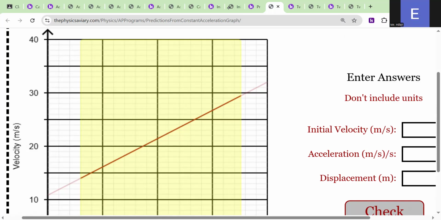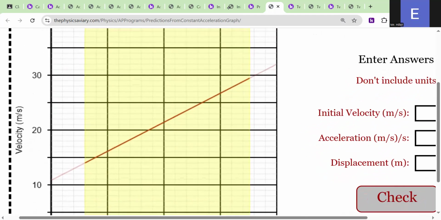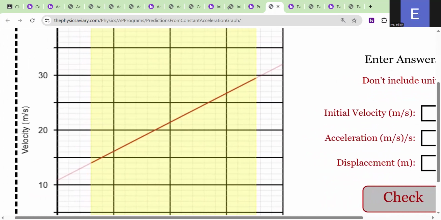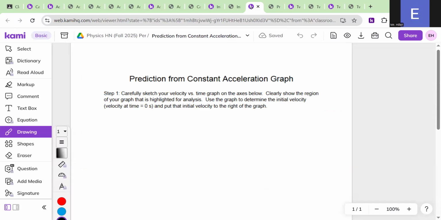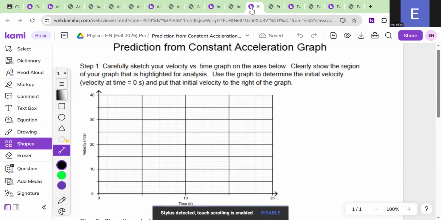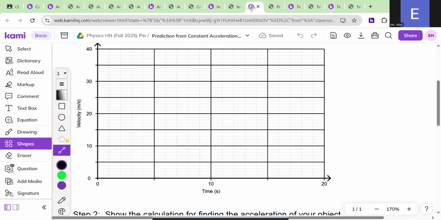Now, the first thing I'm going to want to do is find the initial velocity from the graph. Okay, and from my graph, it's pretty much dead on 11. So my line starts at 11 and goes all the way up to 32. So I'm going to go ahead and make my graph. So I'll go to shapes, and I will make my graph. I'm going to go from 11 all the way up to 32.